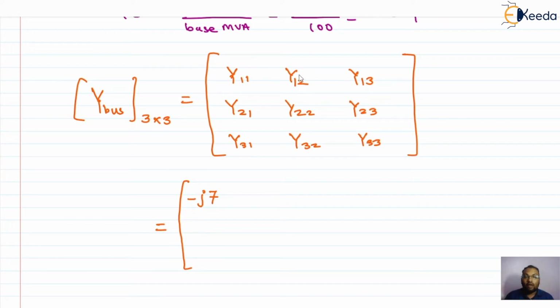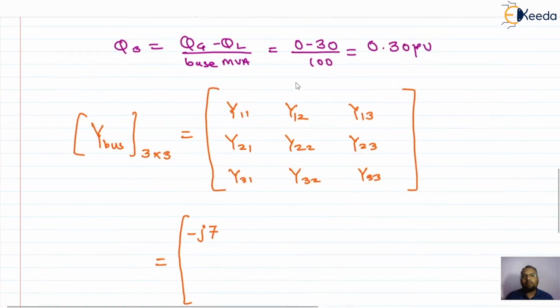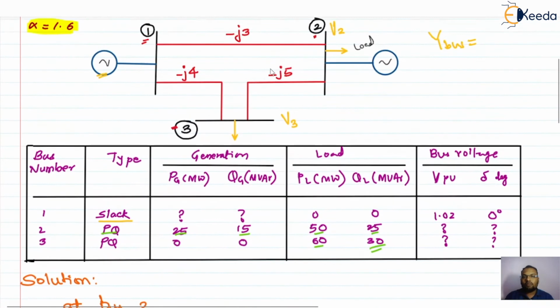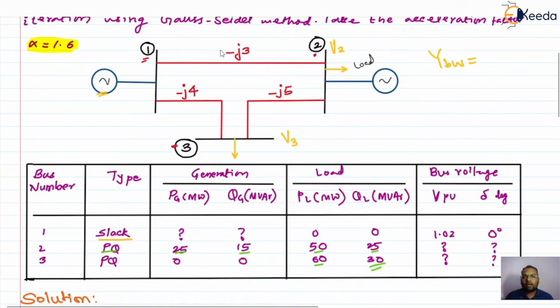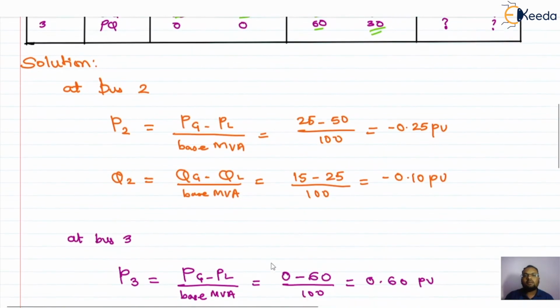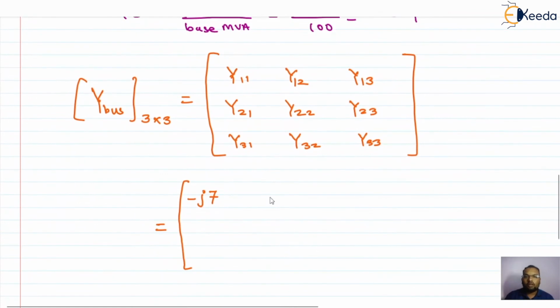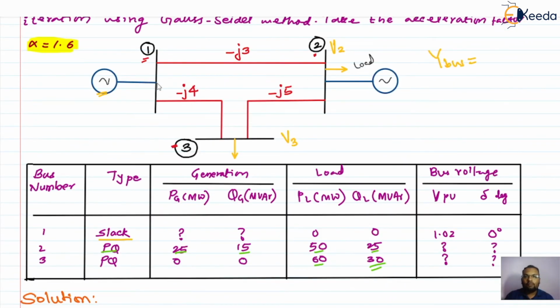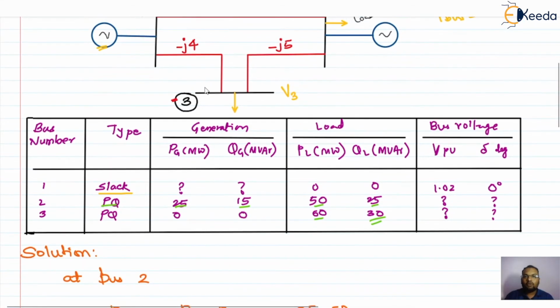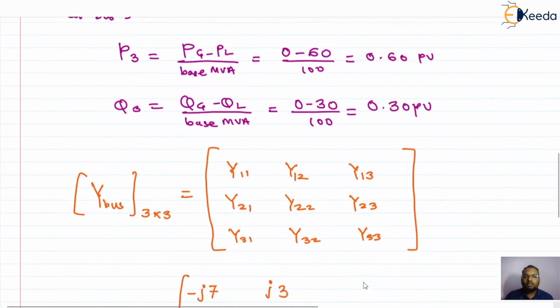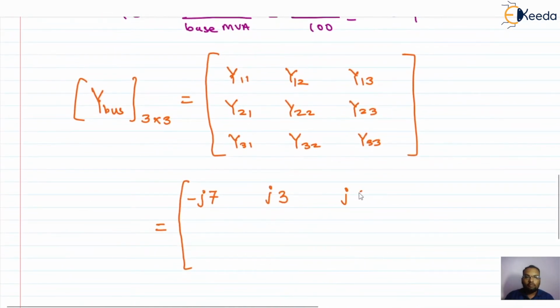Then we have Y12. It will be the negative of the admittance connected between bus 1 and 2. The admittance in between these two is minus J3, so we have to take the negative of this, as per the direct inspection method. So I can write it here as J3. Likewise, Y13 will be the negative of the admittance connected between bus 1 and 3. It is minus J4, so if I take the negative of this, it will become plus J4.